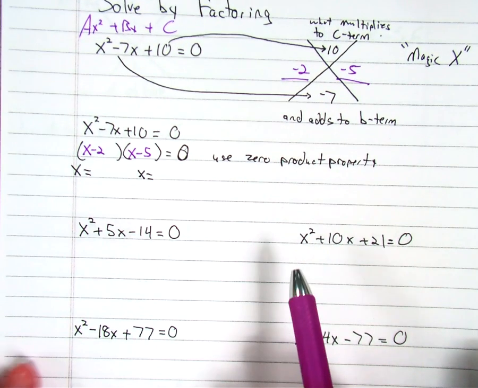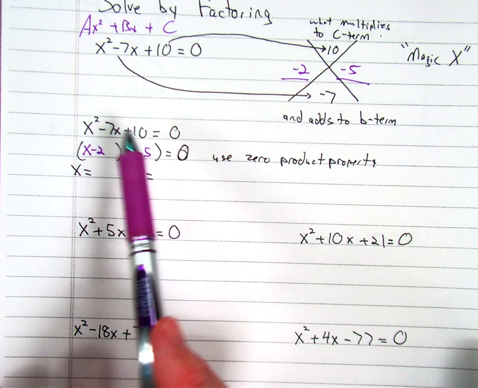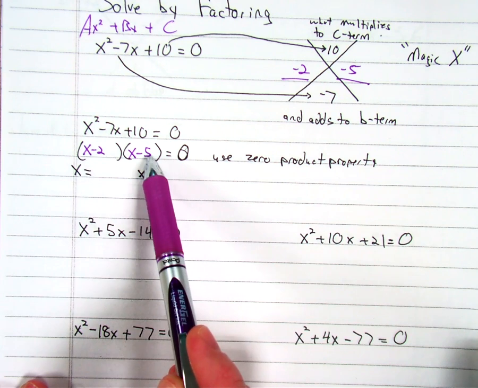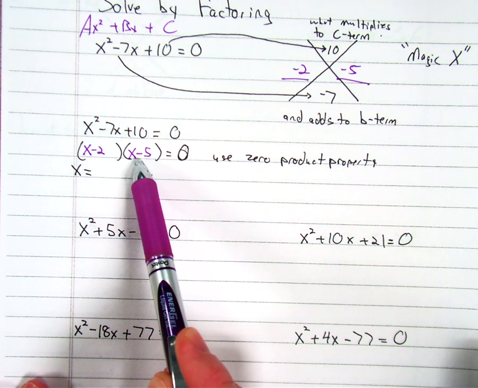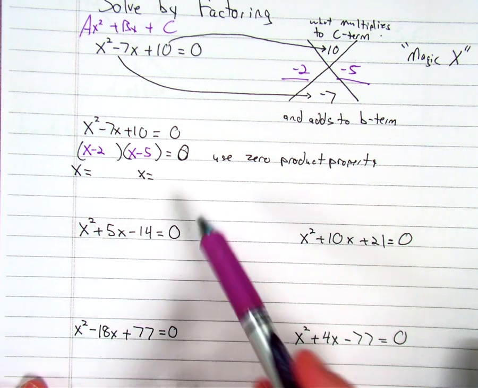Okay? Now, if we were to multiply these out, you should get right back to this. So we go x times x for x squared, minus 5x, minus 2x, that's minus 7x. Negative times a negative is a plus 10.